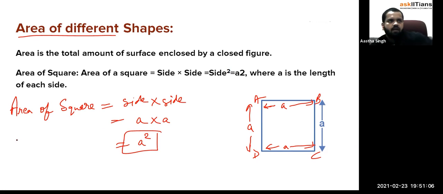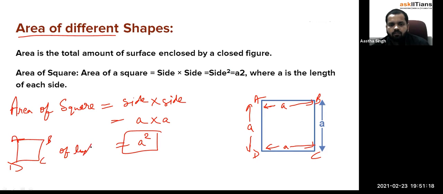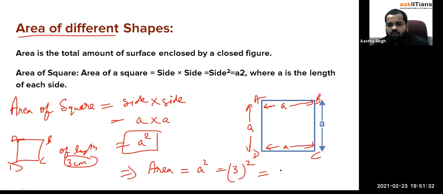Let me tell you an example. You have to calculate the area of a square, suppose ABCD, of length 3 centimeter. You know the formula of area: area is equal to A square. Put the value of A as 3. 3 square will be 9. Do not forget to write the unit. If it is centimeter, then the area will be centimeter square.